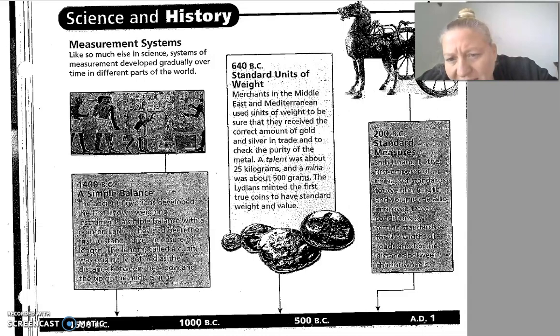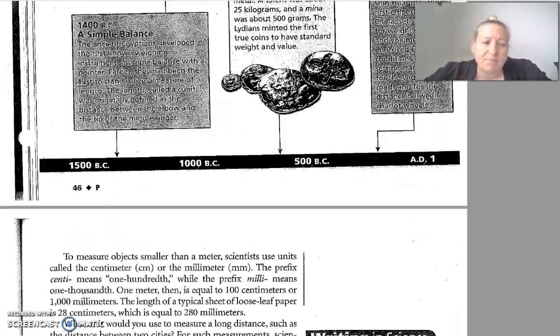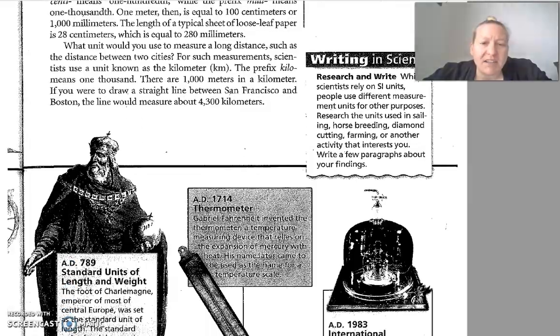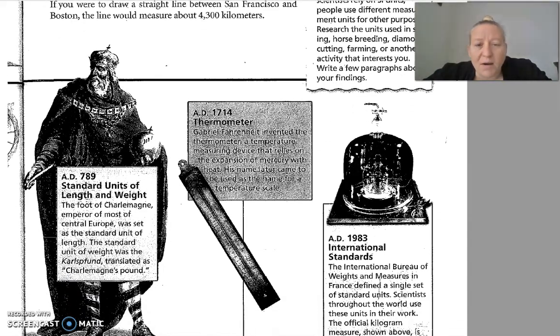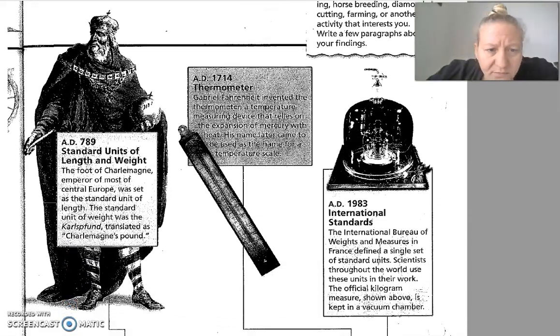200 BC, standard measurements. Shi Huangdi, the first emperor of China, set standards for weight, length, and volume. He also improved travel conditions by setting standards for the widths of roads and for the distance between chariot wheels. All right, we're going to come down here and finish reading about measurements in history.